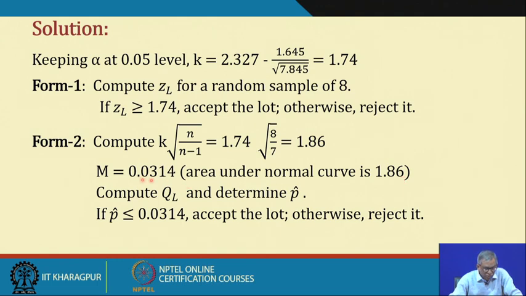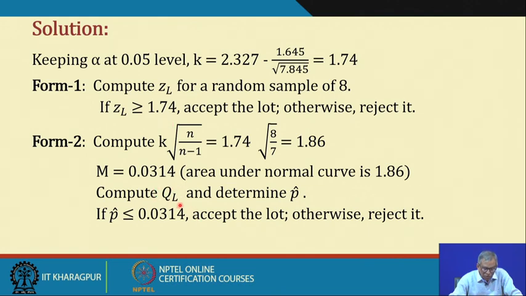Is it okay? So, that value you will get as 0.0314. So, that is the value for capital M, that means 3.14% is the maximum allowable proportion non-conforming. Now, you compute QL, that means it is an unbiased estimate of ZL, that means ZL must be multiplied with root over n upon n minus 1.